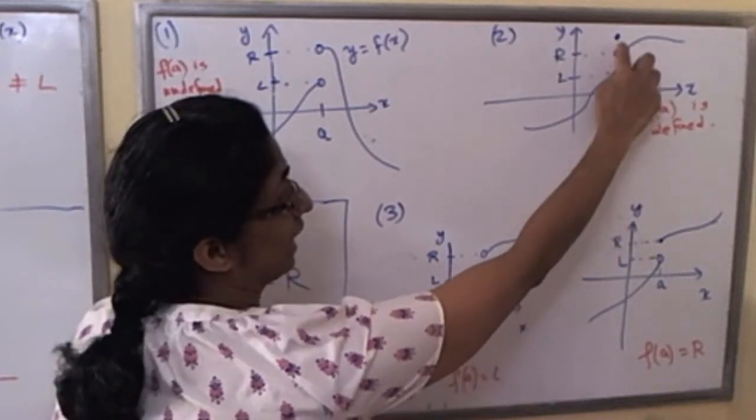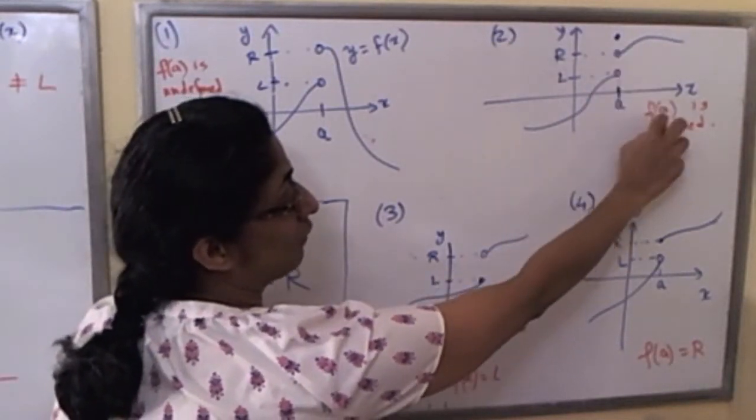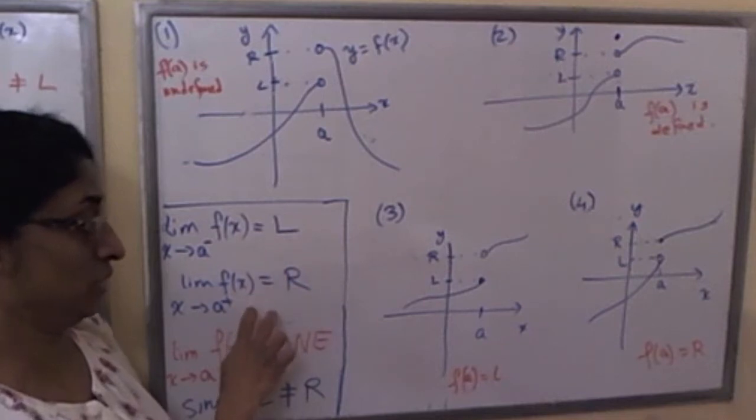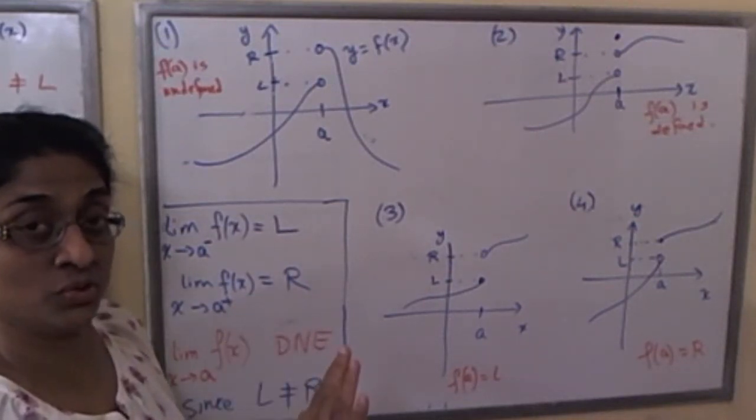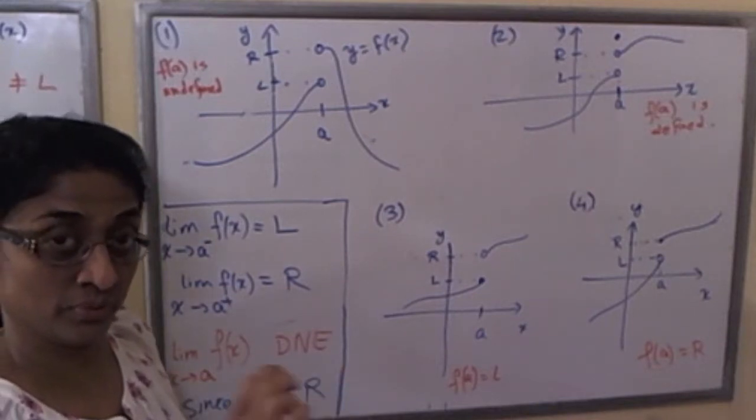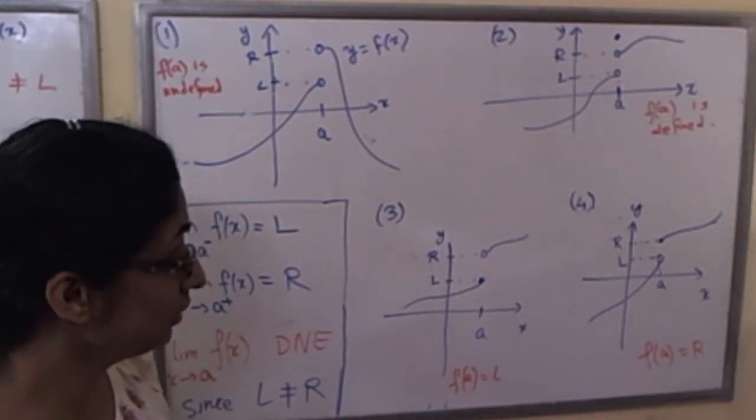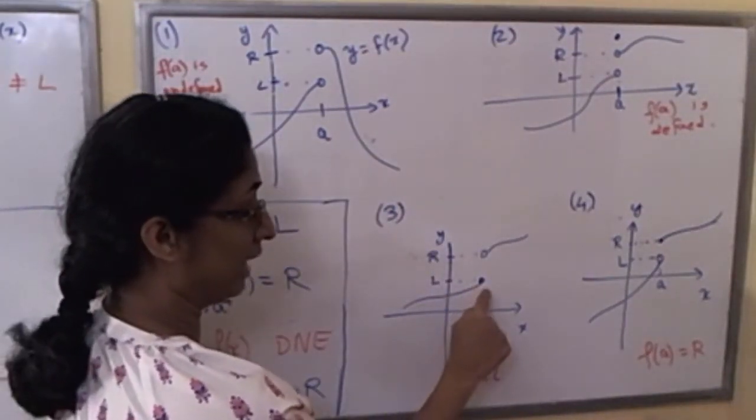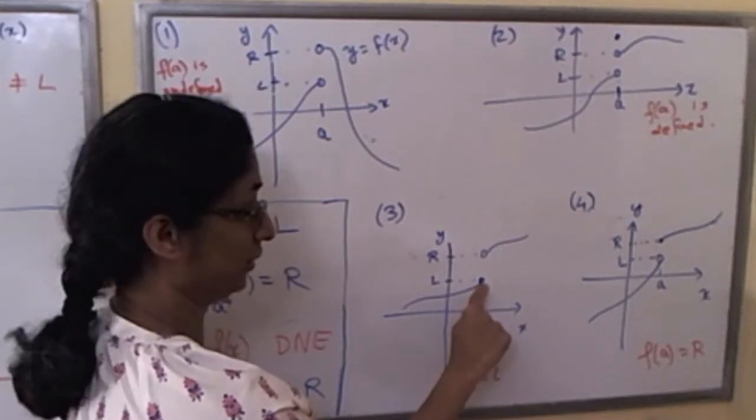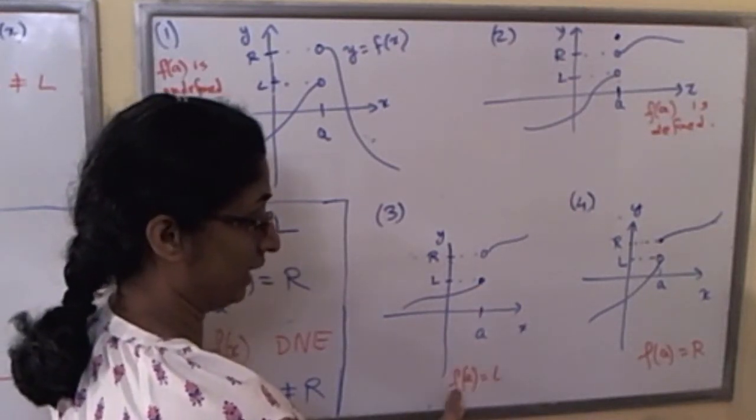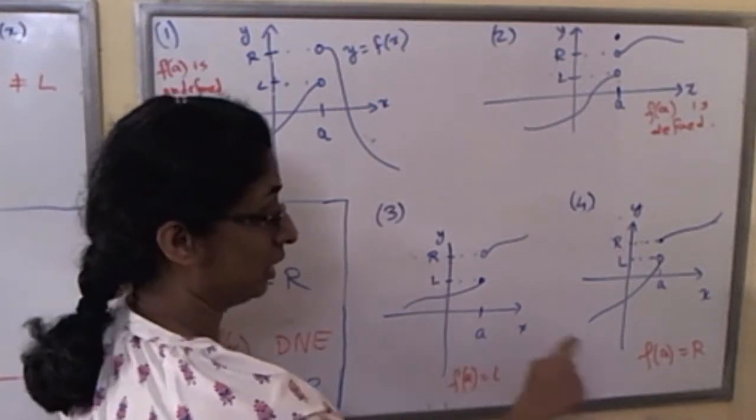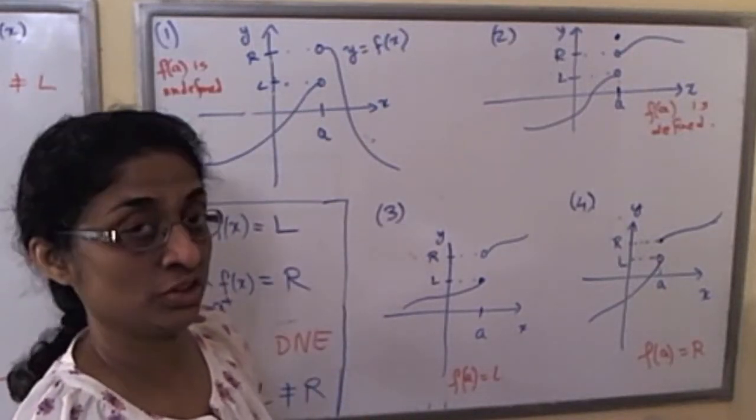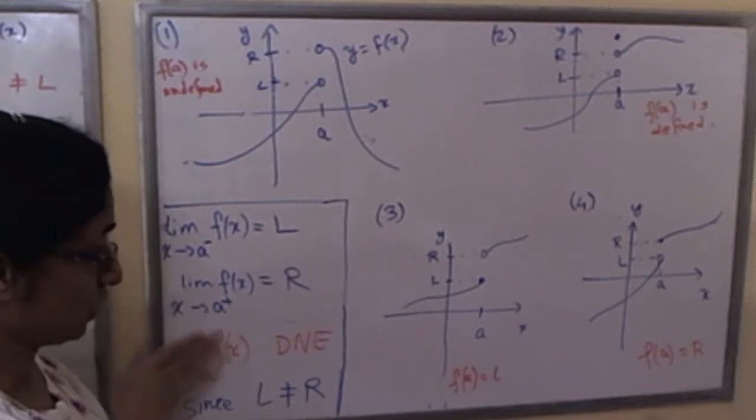Here I have added this extra point to the graph. That means f of a is defined. But like I said, when we compute our left-hand limit or right-hand limit or two-sided limit, we are never concerned with f of a, f of that point. And here, again, they're very similar to this, except I have added an extra point here. So in this case too, f of a is defined and f of a is equal to L. Here f of a is defined and f of a equals R. But that piece of information is completely irrelevant to make these computations.